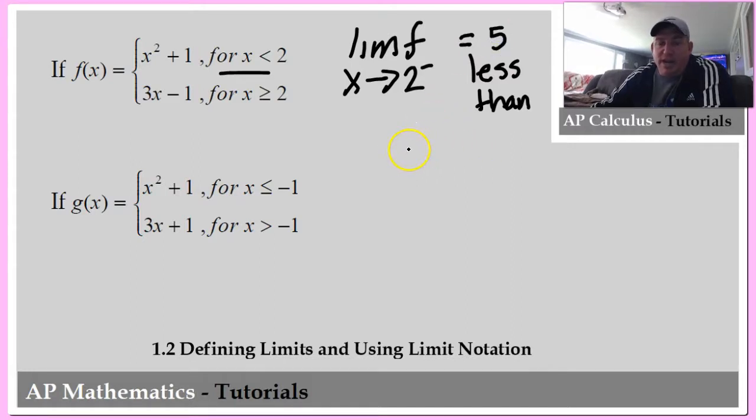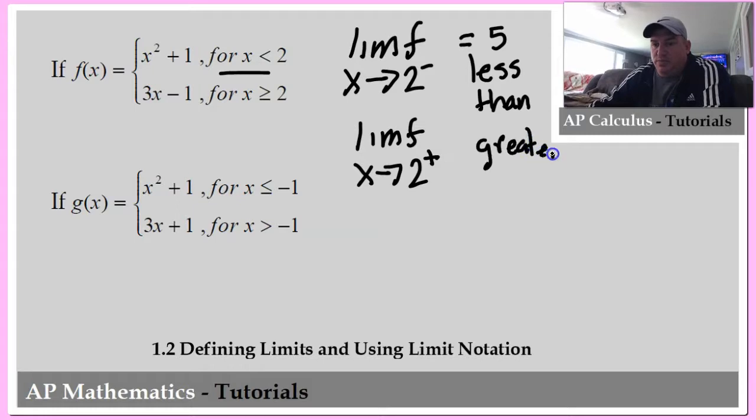Now, the right-hand limit of our function f would be written as x approaches 2 from the right-hand side using a little plus sign. And so plus, or from the right-hand side, you can think of as greater than 2. And so we're looking at the part of the function that's greater than 2, and that would be the bottom portion. So the limit there would be 3 times 2, which is 6, minus 1, which is also 5.